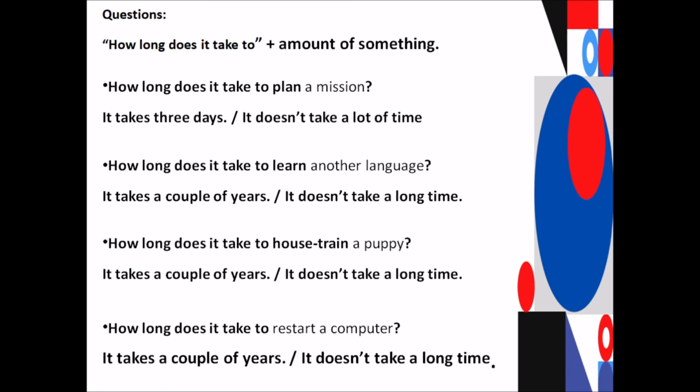Now imagine I want to get a puppy and I come to you and ask, oh, how long does it take to house train a puppy? Okay, now let's see here. We have does it take to house train, that is my infinitive, to house train, and the puppy, that is my amount of something, that is, okay, a dog. And then we have here, it takes a couple of years. Oh my god, it takes a really long time, so I don't think I want a dog anymore, I don't want a puppy. Or, oh no, relax, he's being exaggerated, it doesn't take a long time. Okay, come on.